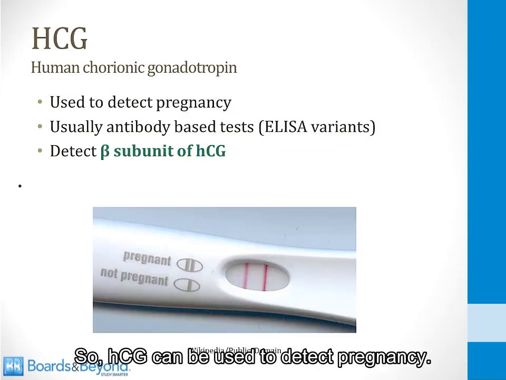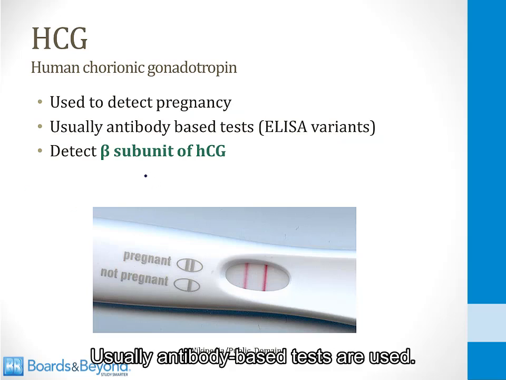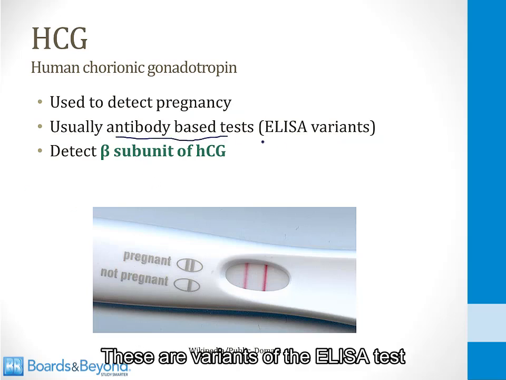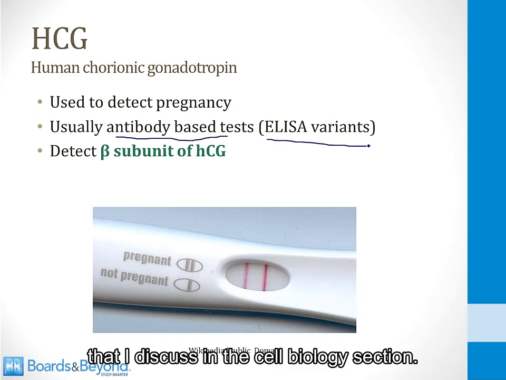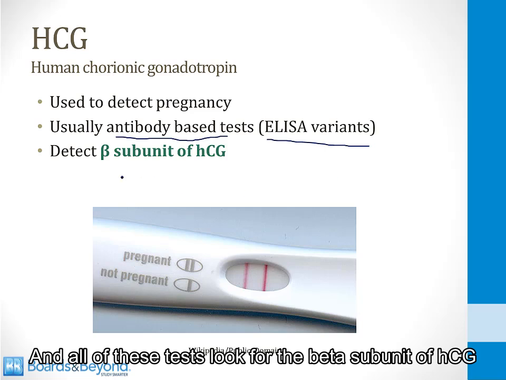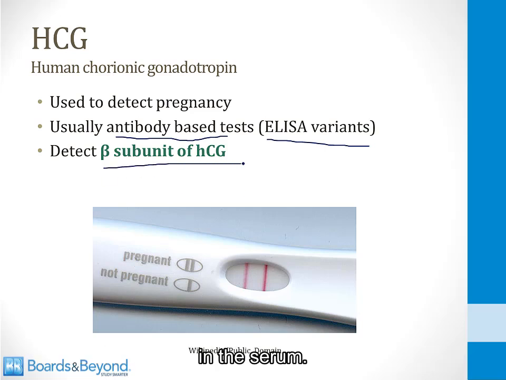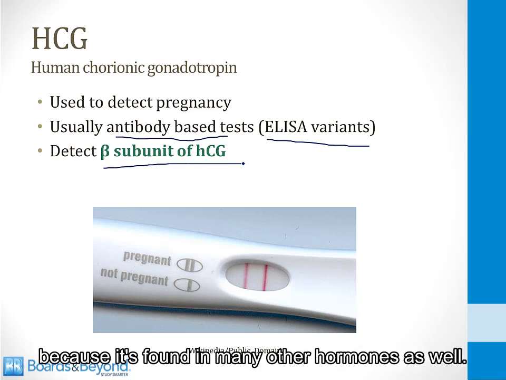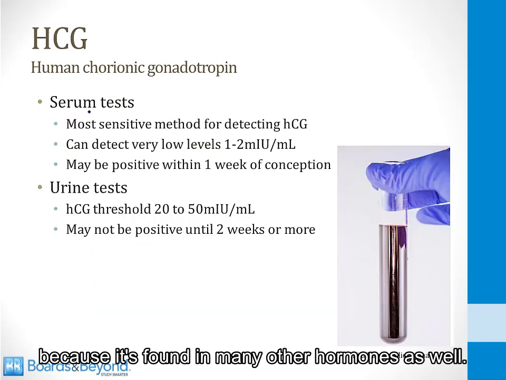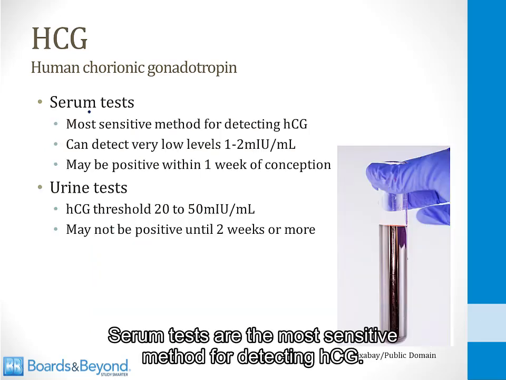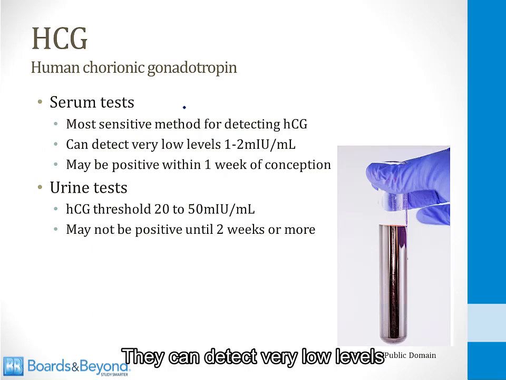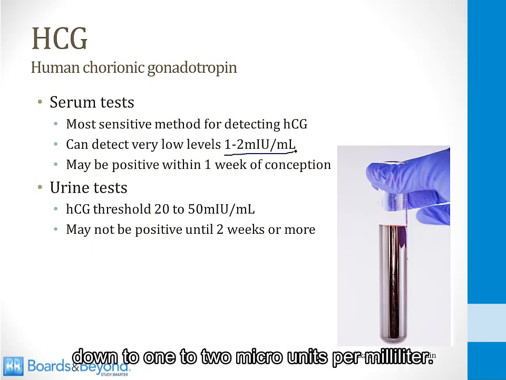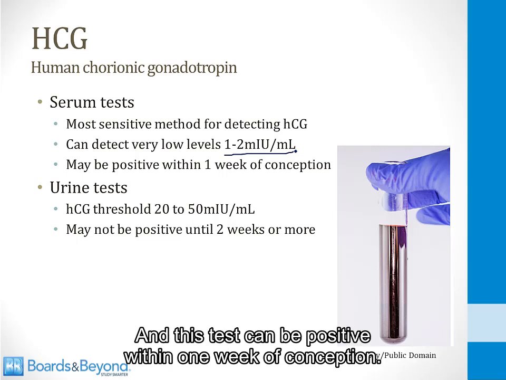So HCG can be used to detect pregnancy. Usually antibody-based tests are used. These are variants of the ELISA test that I discuss in the cell biology section. And all of these tests look for the beta subunit of HCG in the serum. As I said before, looking for the alpha subunit wouldn't be helpful because it's found in many other hormones as well. Serum tests are the most sensitive method for detecting HCG. They can detect very low levels down to 1 to 2 microunits per milliliter, and this test can be positive within 1 week of conception.